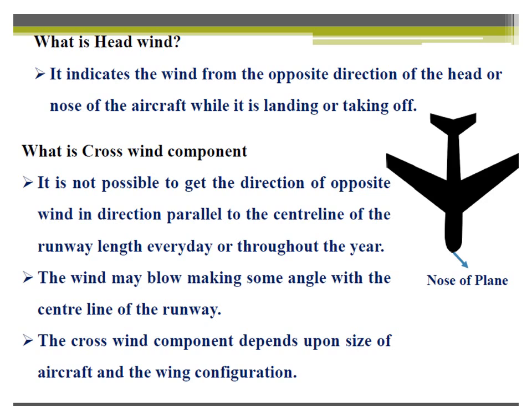What is a headwind? It indicates the wind from the opposite direction of the head or nose of the aircraft, which is also known as the cockpit, while it is landing or taking off. What is the crosswind component, or shortly CWC? It is not possible to get wind parallel to the center line of the runway length every day or throughout the year. The wind may blow making some angle with the center line of the runway. The crosswind component depends upon the size of the aircraft and the wing configuration.